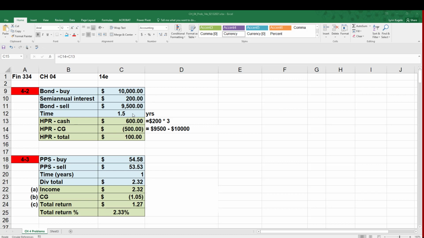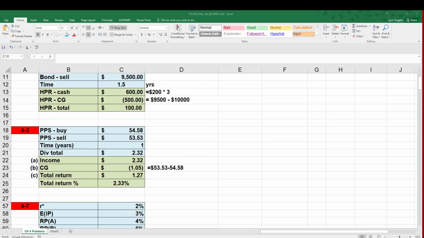Well, it's 1.5 years. Cash, he got $200 3 times, $600. He had a capital loss. He sold for $9,500. He bought for $10,000, so he lost $500. So overall, his holding period return was $100.